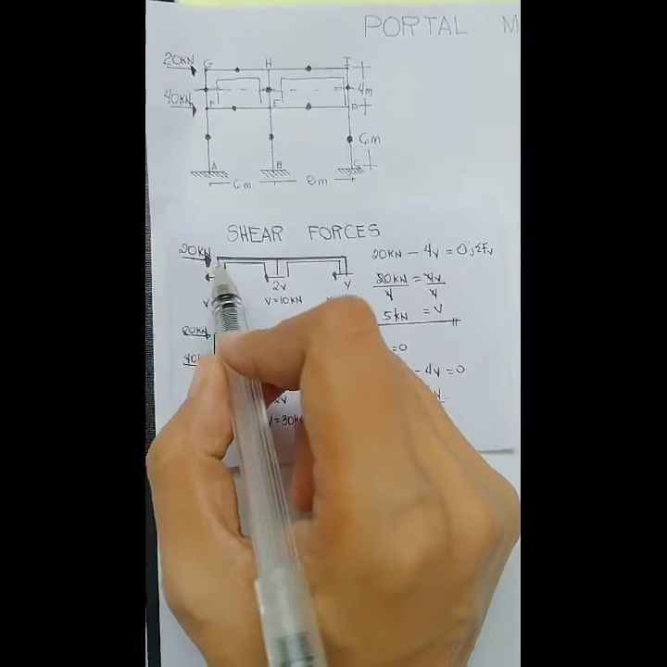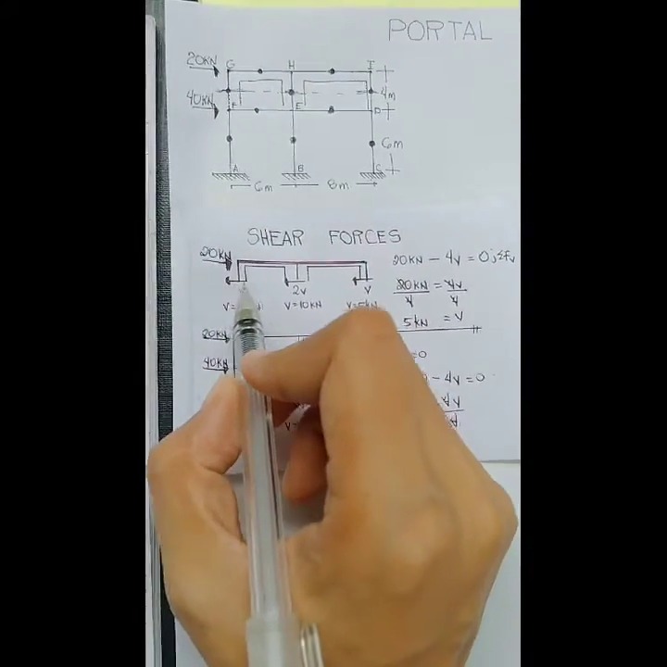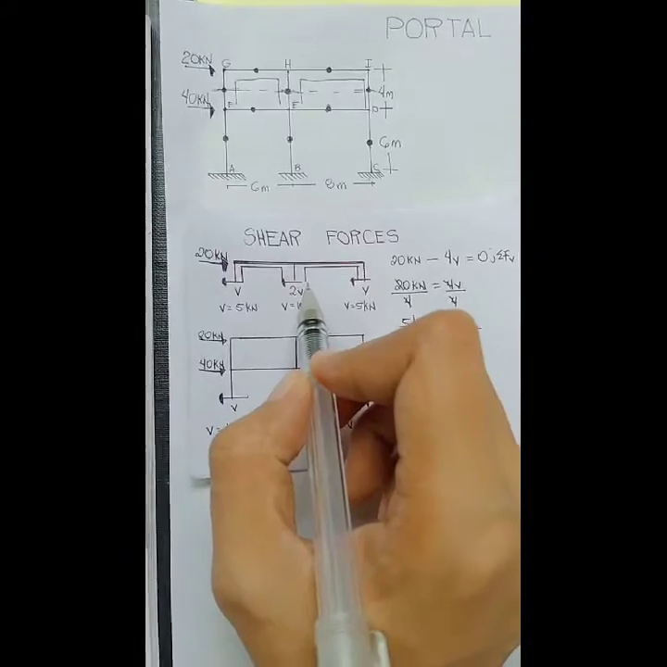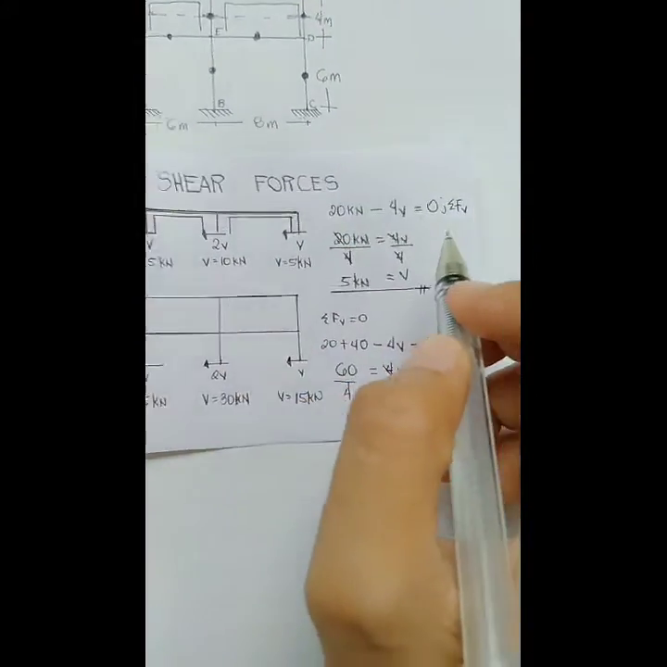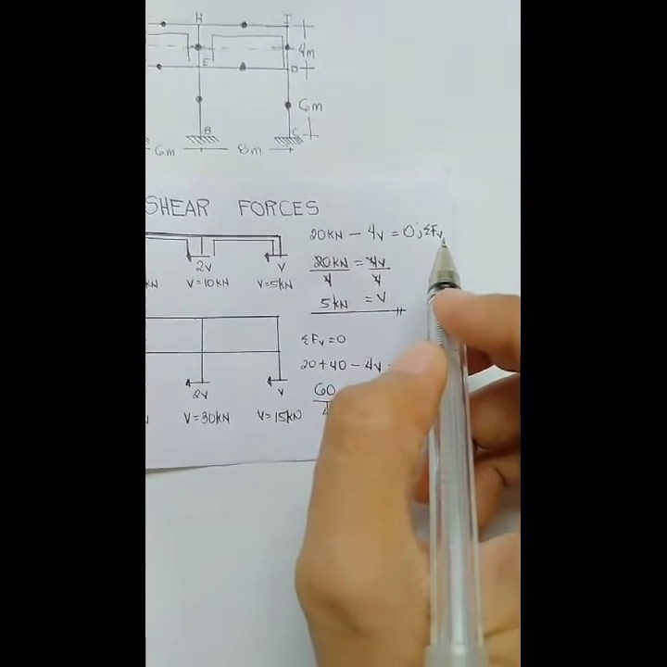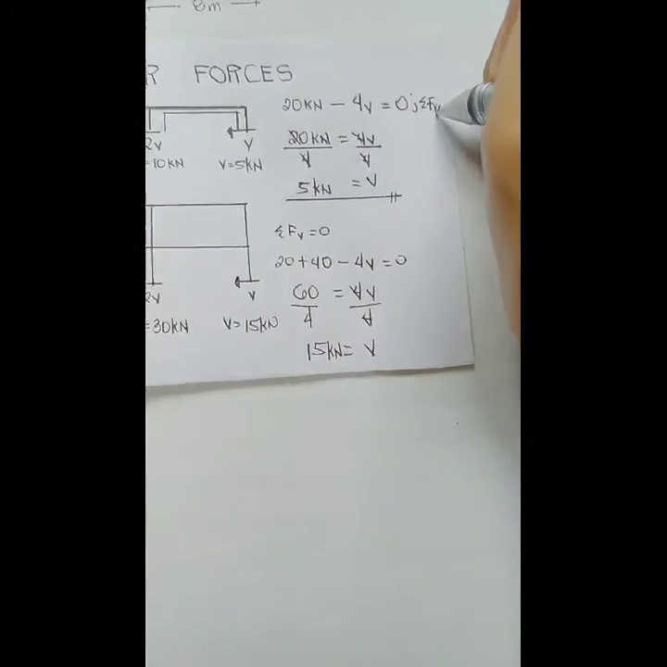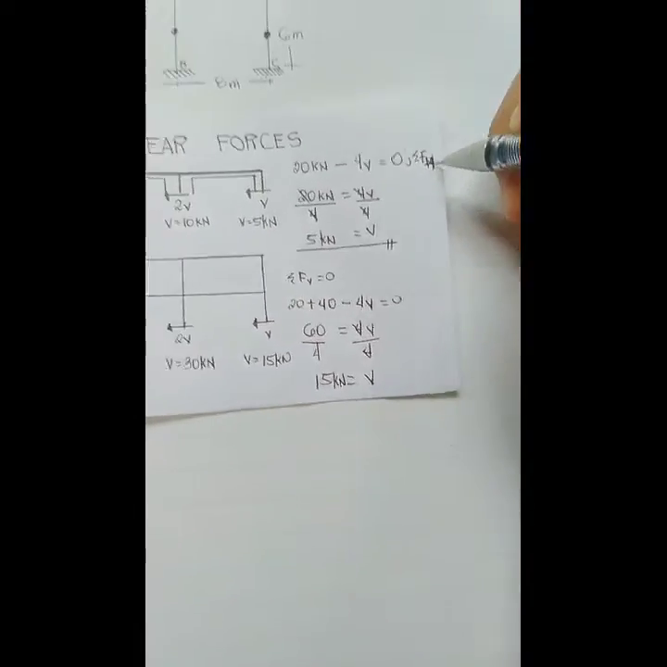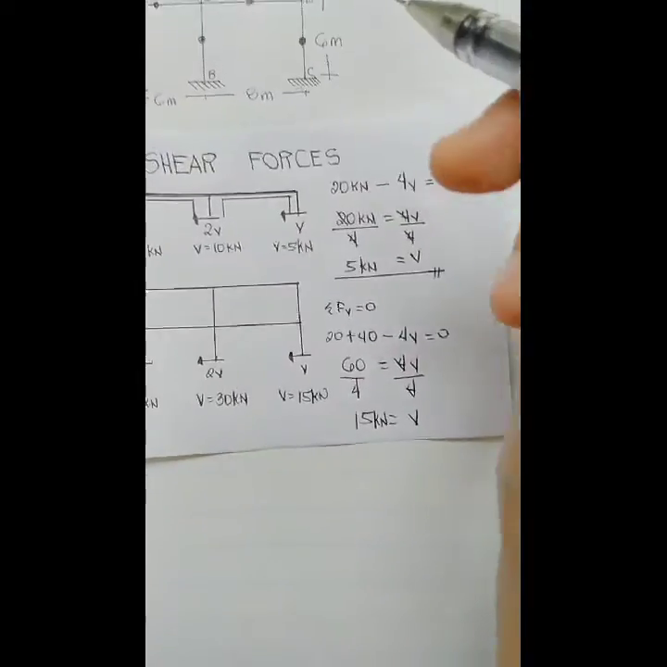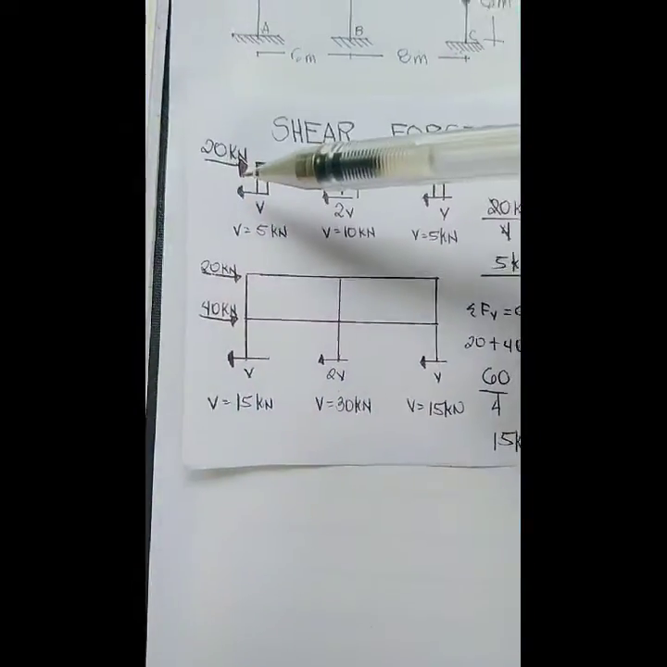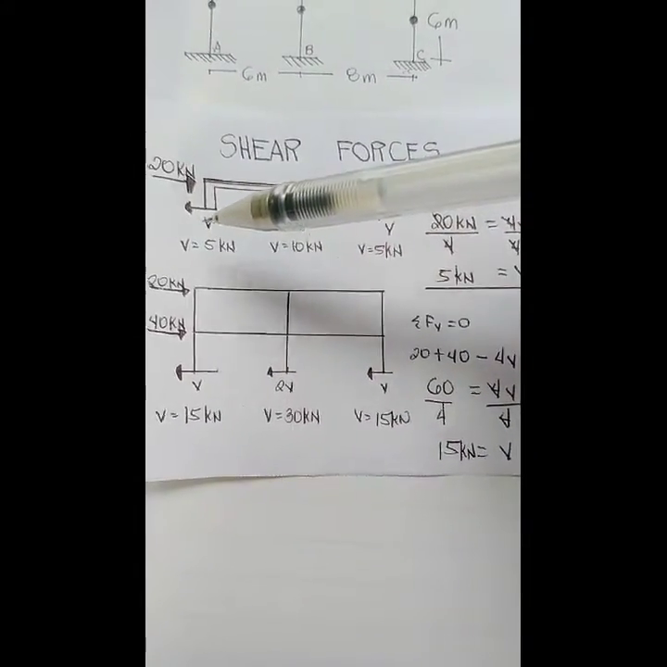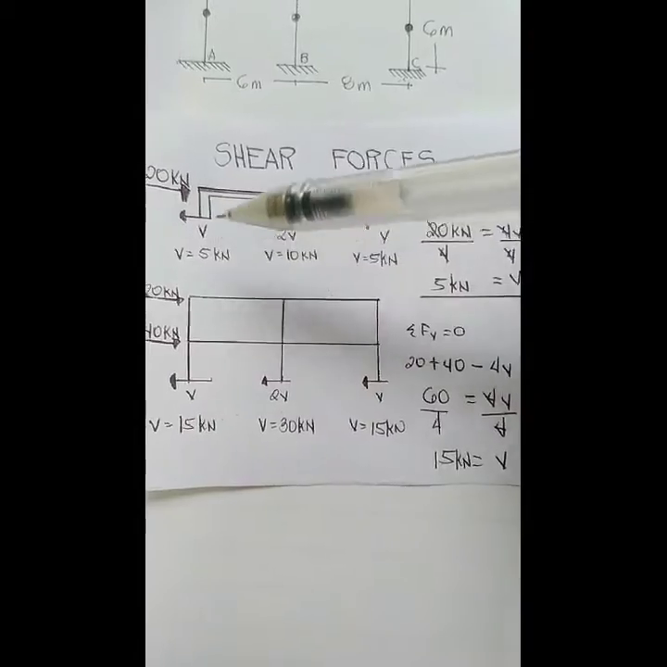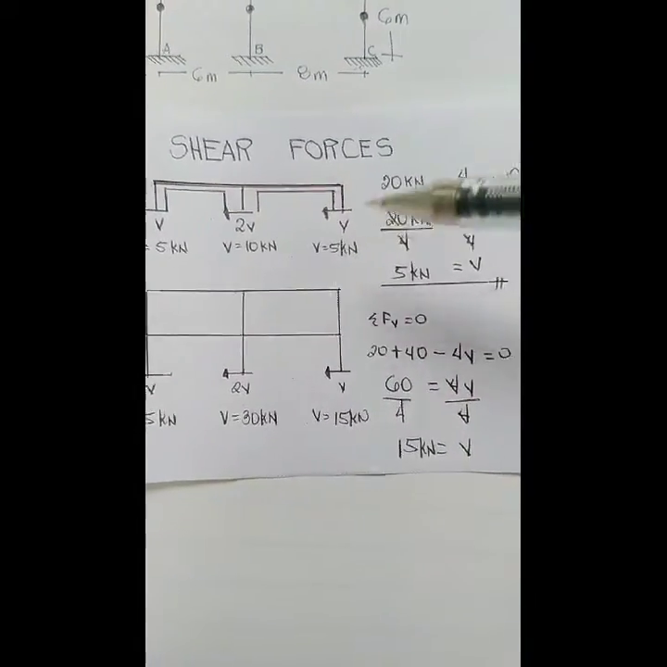First, may 20 kN dito. May shear forces dito. Dito sa gitna is dalawa, 2V. Dito is single lang. So, by summation of forces horizontal, makukuha natin na meron 20 kN, and minus, pag sinamasama natin lahat ng shear, which is 1 plus 2, 3 plus 1, 4.